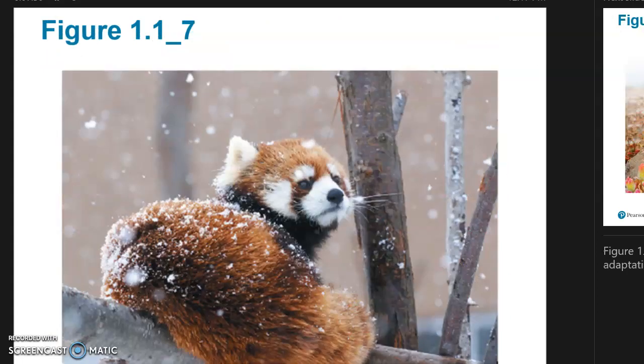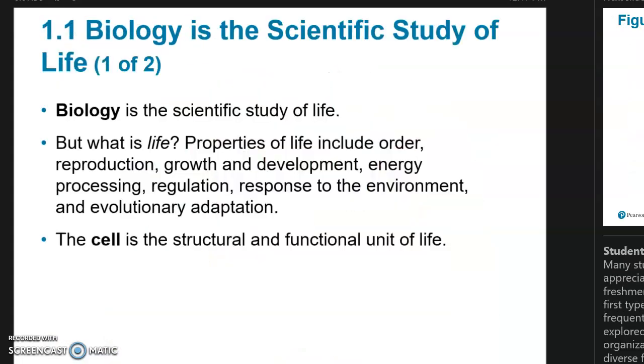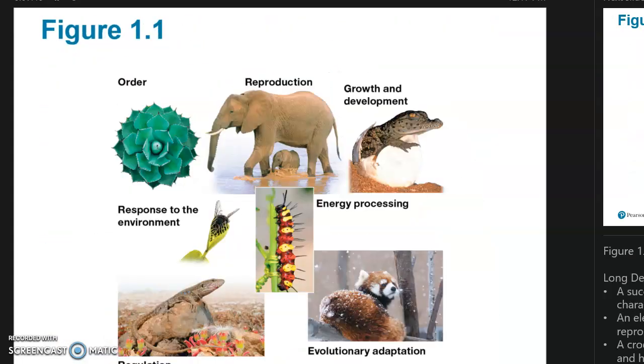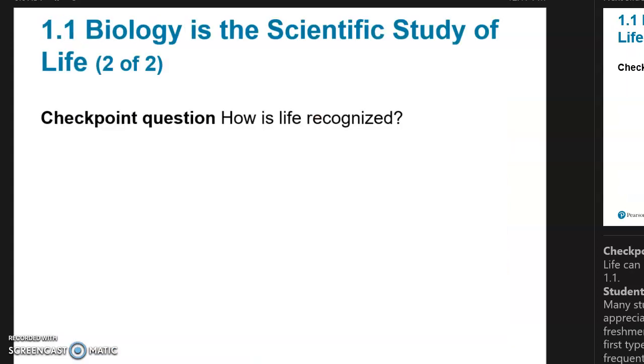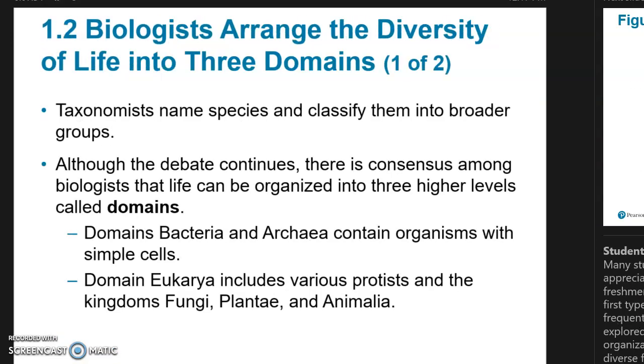Order, so it's going to have these, our list that we just made: order, the ability to reproduce, growth and development, response to the environment, processing energy, regulation, and evolutionary adaptation. It has to have all of those things. Okay, so that covers that.